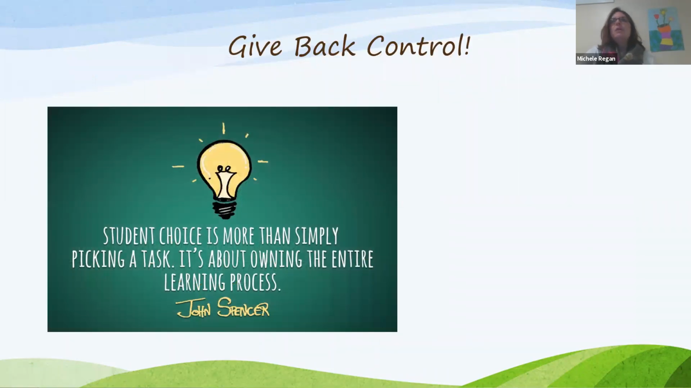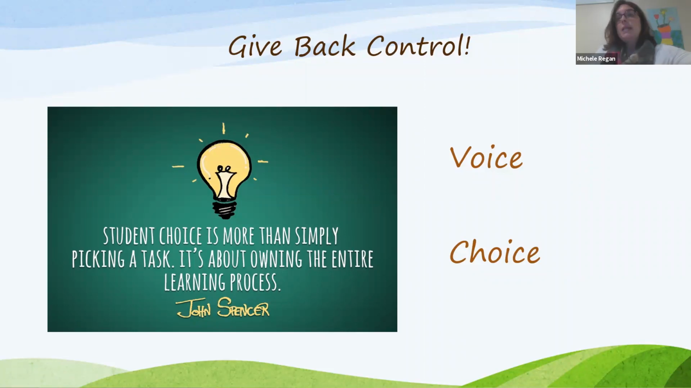Okay. But another really important piece, and you saw me in the beginning put up that one of the truths was lack of control produces anxiety. So how can we give kids back control? And I'm going to use these two phrases, voice and choice. Okay. So we want to consider how can we offer kids the opportunity to make choices and let their voice be heard. Okay, I'm going to give you some examples.